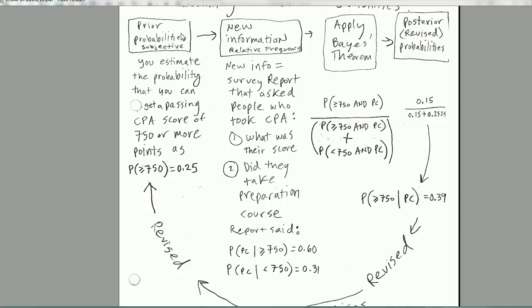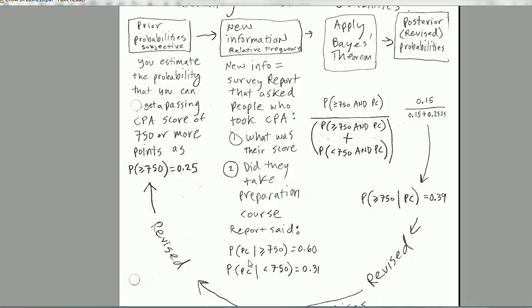Our prior probability: you are going to estimate the probability that you can get a passing CPA score of 750 or more, and you estimated it as 0.25. So that's subjective. And then you get some new information, and this is relative frequency. The new information is a survey report that asked people who took the CPA two questions. What was their score, and did they take a preparation course? Now, the report reported these conditional probabilities.